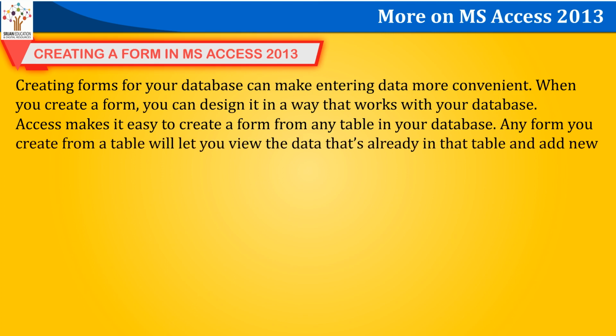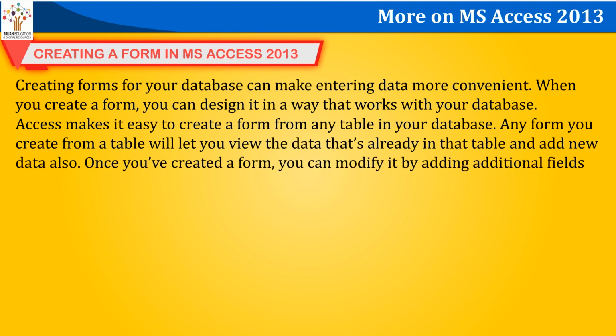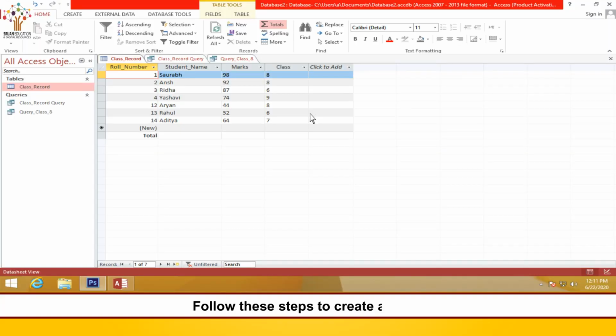Any form you create from a table will let you view the data that's already in that table and add new data also. Once you have created a form, you can modify it by adding additional fields and design controls like combo boxes. Follow these steps to create a form. In the navigation pane, select the table you want to use to create a form.